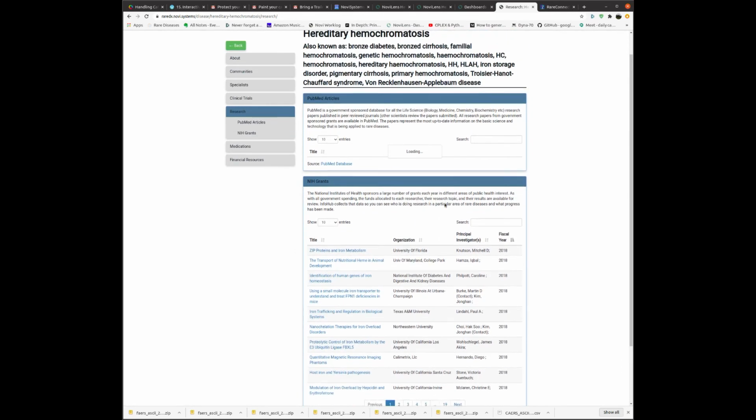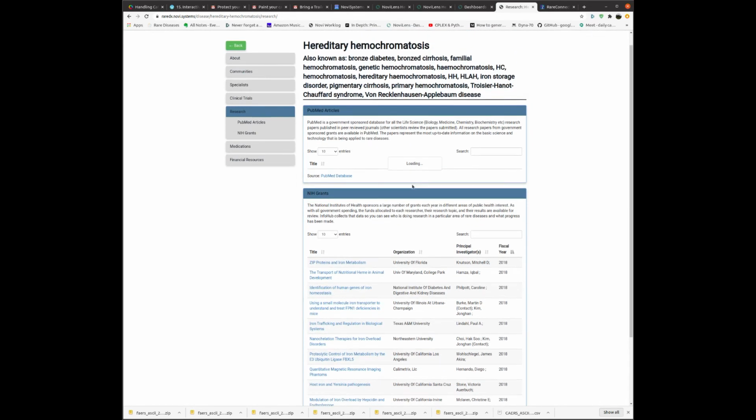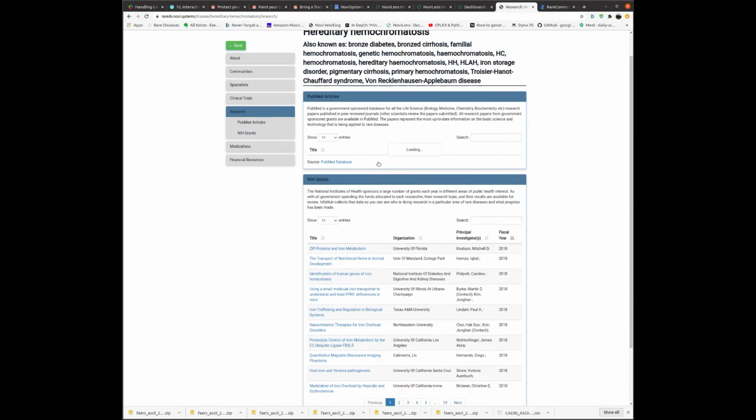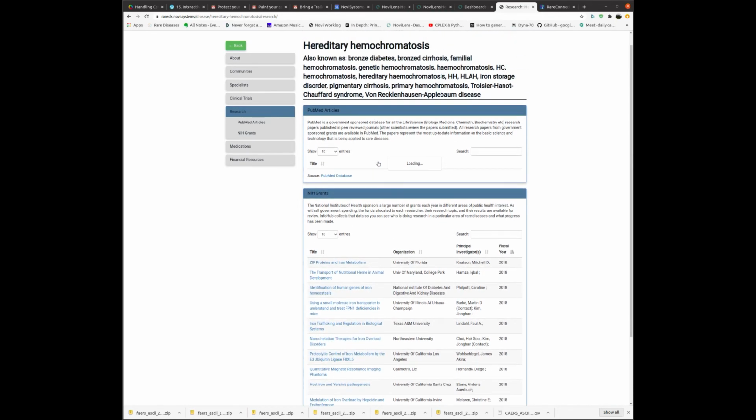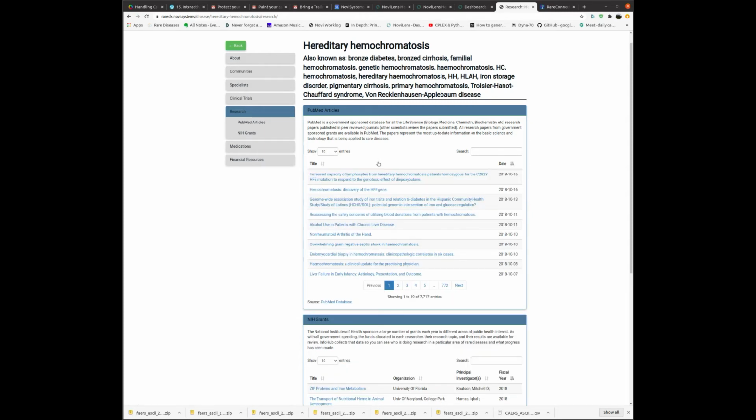You can see the system is now searching through PubMed to try to find papers related to hereditary hemochromatosis. This takes a little bit of time, as again it is reading through PubMed and performing the machine learning activities to collect that information. So as it's doing that, the idea here is that the patient or the family doesn't have to go searching everywhere through the web. Everything is done and handled by the website.